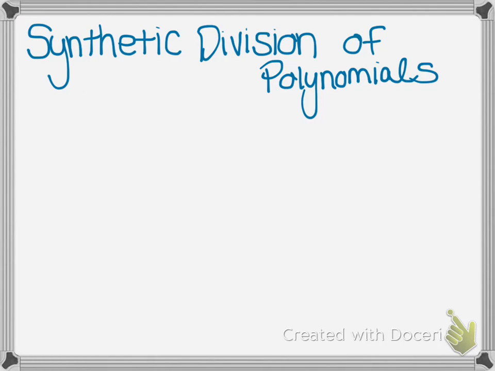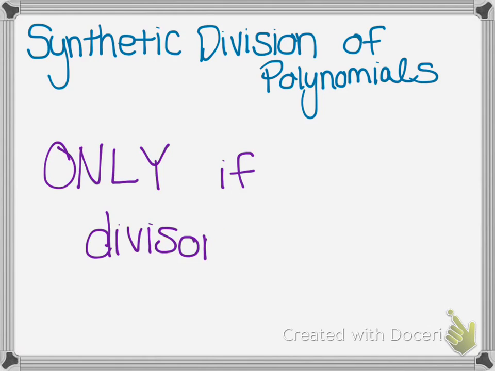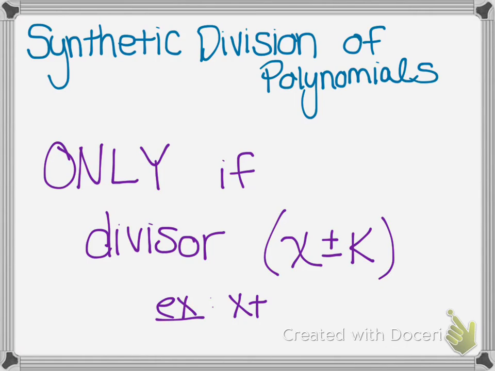Synthetic division with polynomials is almost easier, but there is an exception. You can only do this if your divisor is in the form x plus or minus k. Now, this means you could have x plus 1, x minus 4, x plus 100. K can be any number and it can be plus or minus, but it has to be x. It can't be 2x, it can't be negative x, it can't be x squared. It has to be a linear divisor with a coefficient of 1.